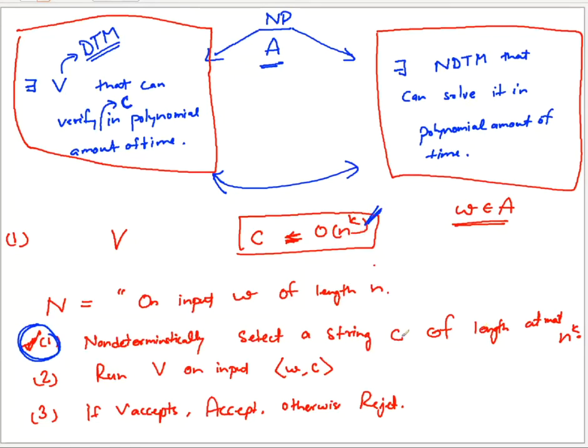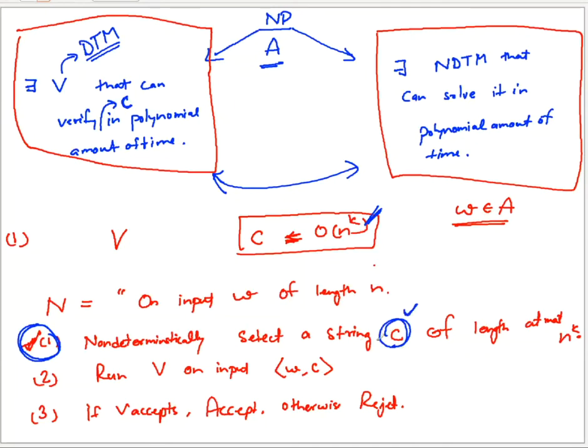Now you pass this certificate that you have guessed non-deterministically to the verifier. The verifier runs it with the input, and if the verifier accepts this certificate, it means it was the right certificate, and that means the string is part of A. Otherwise, if the verifier rejects, you have to reject. Why is this happening? Because this is the best guess for any certificate.